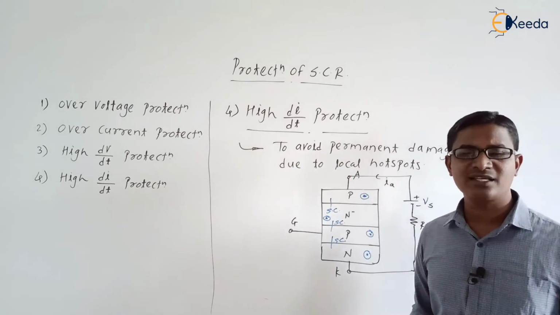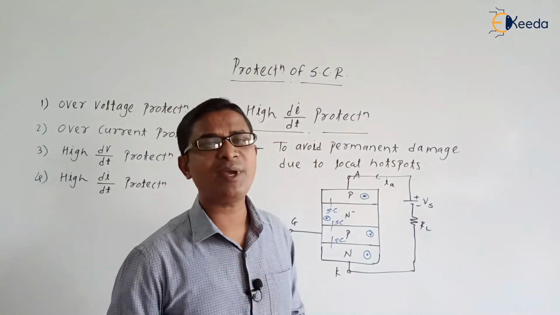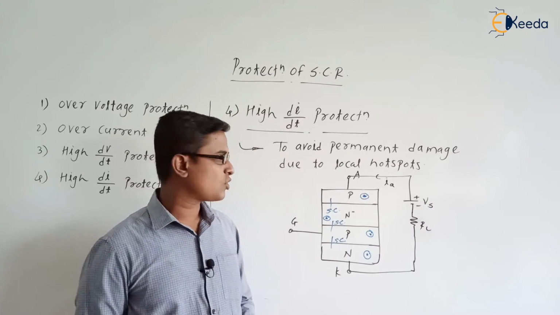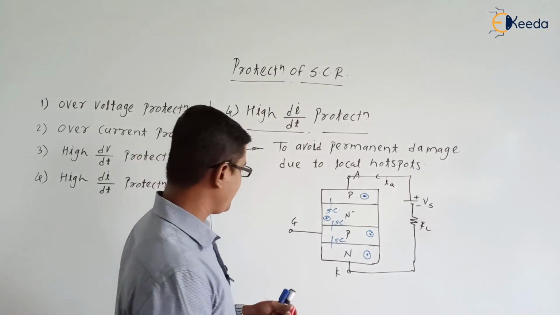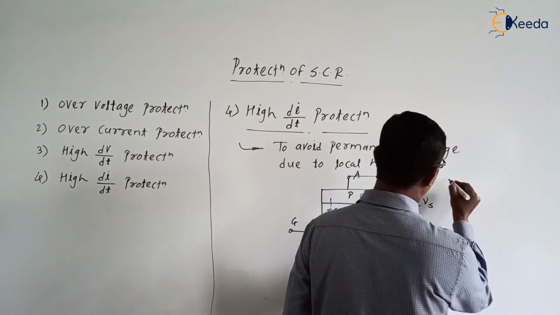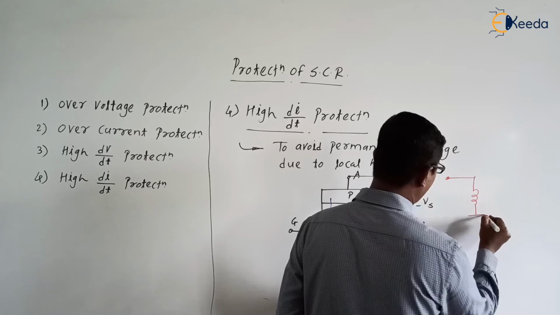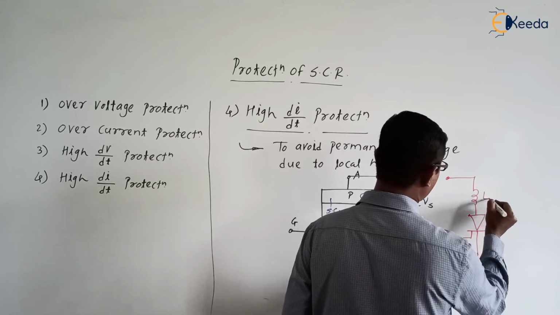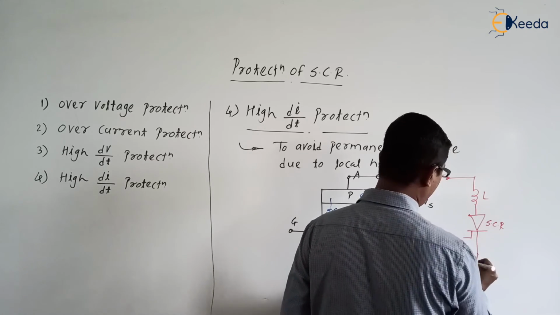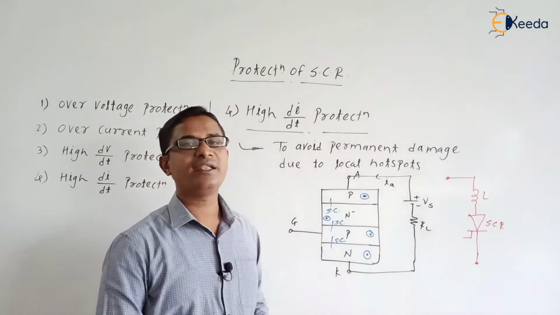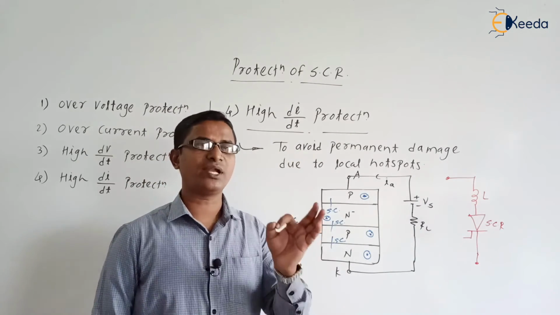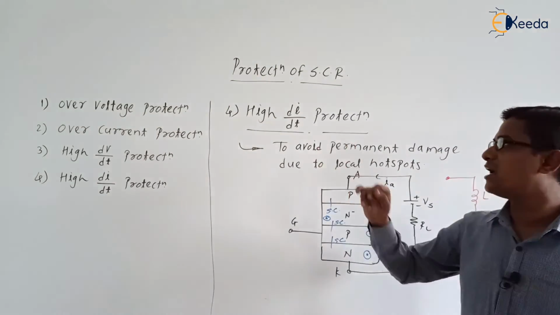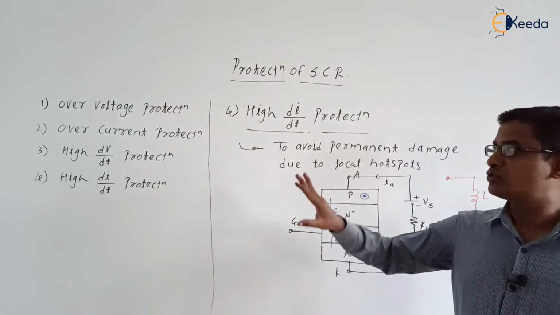Now how to protect the SCR against high di by dt? Do we have an element which opposes the sudden change in the current? Yes, we have the inductor. So can we connect the inductor in series with the SCR? Yes, we can connect the inductor in series with the SCR, inductor, and this is the SCR, in order to protect the SCR against high di by dt. Are you getting the point? So this is about the protection of the SCR against high di by dt.